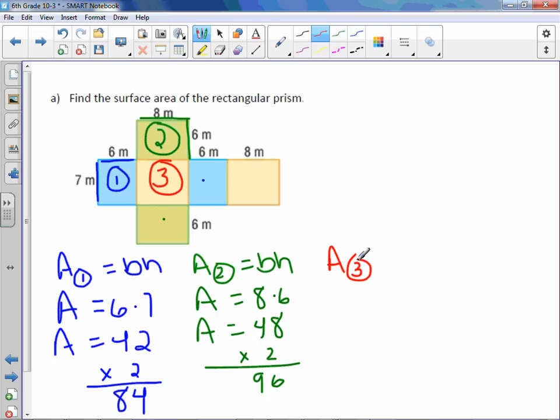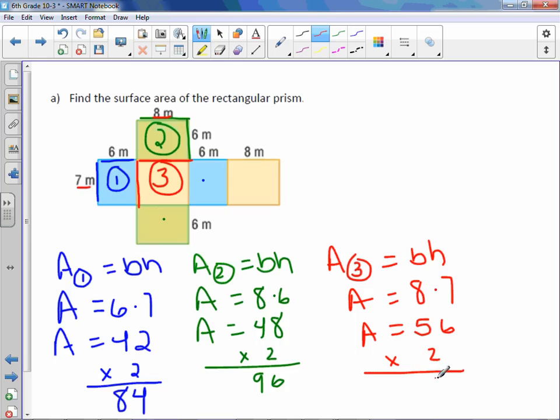Our last rectangle is also base times height. Now we have this height, which matches 7, and this base, which matches 8. So 8 times 7, which is 56. Again, times 2, and we get 112.